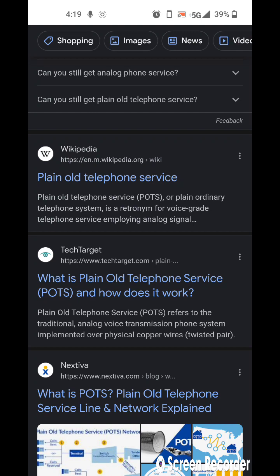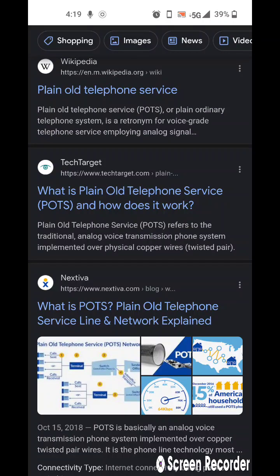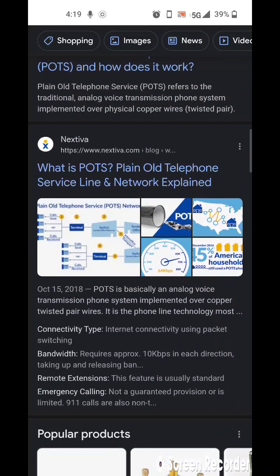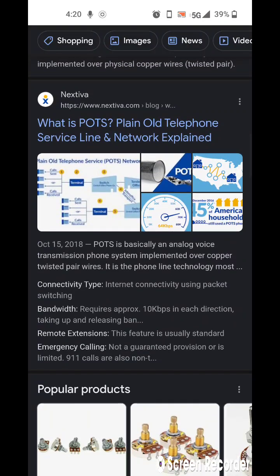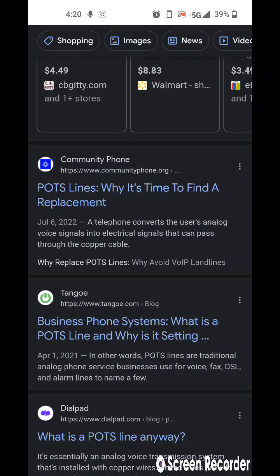So now that you know what POTS lines are, plain old telephone service lines, I suggest and encourage everyone to look into this. This is really, really important, man. So here's Tech Target, plain old telephone service, and then Nextiva.com. This is 2018, they were just explaining it. But look, as you hit right here, community phone, POTS line. Why it's time to find a replacement. July 6th, 2022.